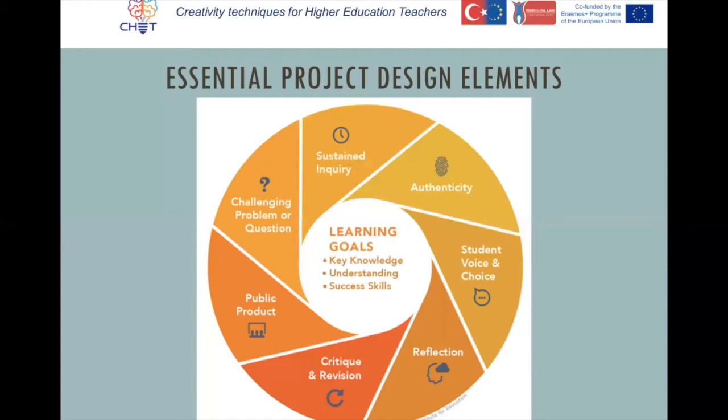Reflection. Students and teachers reflect on the learning, the effectiveness of their inquiry and project activities, the quality of student work, and obstacles that arise and strategies for overcoming them. Critique and revision. Students give, receive, and apply feedback to improve their process and products. Public product, where students make their project work public by sharing it, explaining or presenting it to people beyond the classroom.